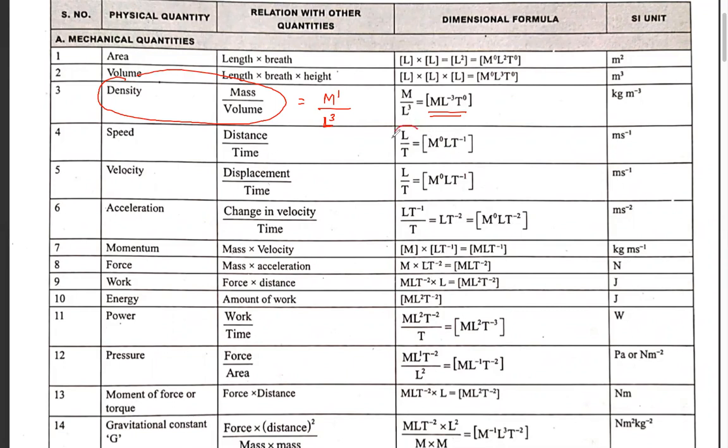So this is the formula for speed. And for velocity, again it is m0 L1 t minus 1. Various physical quantities are easy: velocity, acceleration, and momentum, which we know is mass into velocity.